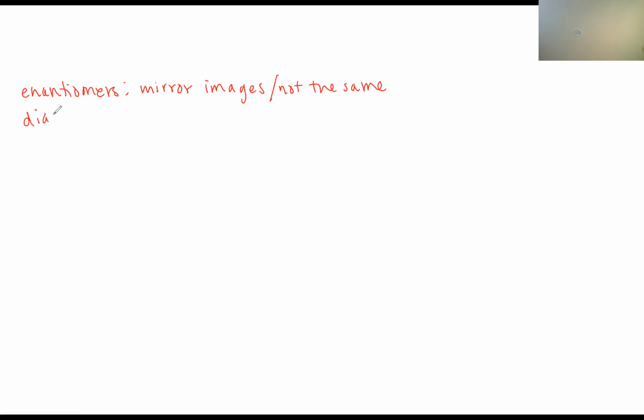A diastereomer is a non-mirror image stereoisomer. So let's draw a couple compounds here. We're just going to draw something simple. So we have a methyl group and we have a bromine. How many chiral centers are on this molecule?